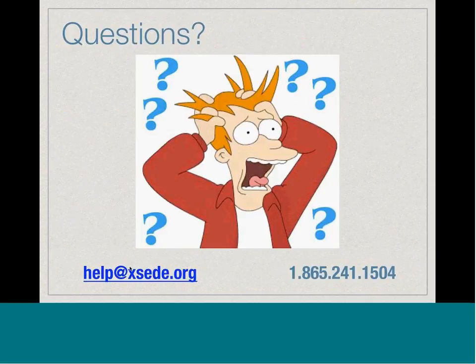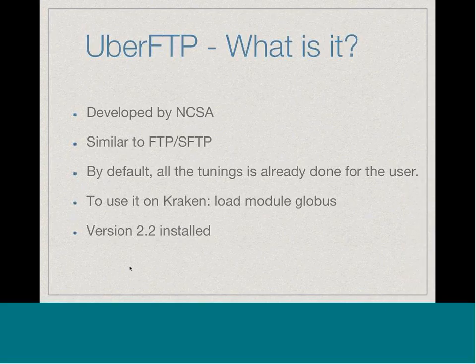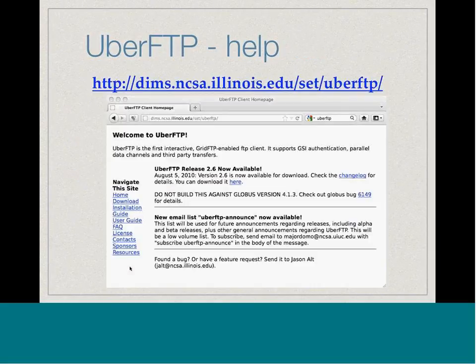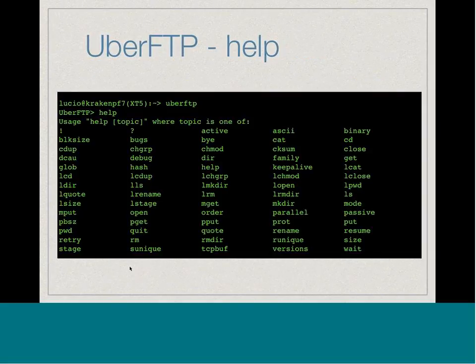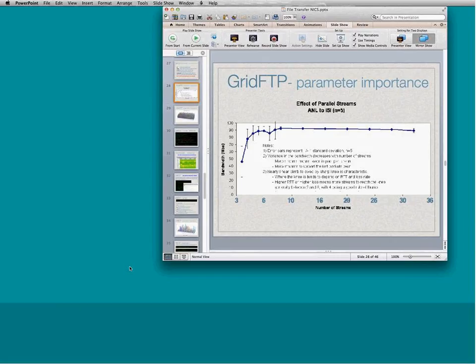Any questions? Also, a note, I didn't go through it, but I do have some extra slides for UberFTP examples here at the end of the slide presentation, if that would be what you prefer. It's very much like Globus URL copy. But once you get the slides, you can look at that. Do we have any questions?